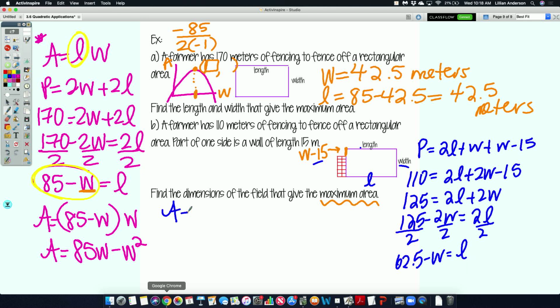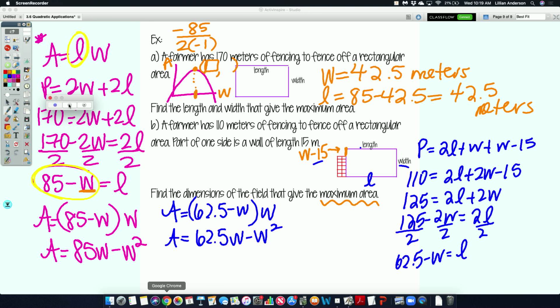So area equals 62.5 minus W times W, and this is the equation for my quadratic. Again, I'm looking for the dimensions that will give me my maximum area. So again, I am looking for the x coordinate of my vertex. So that's going to be negative b over 2a. So it's negative 62.5 divided by negative 2.